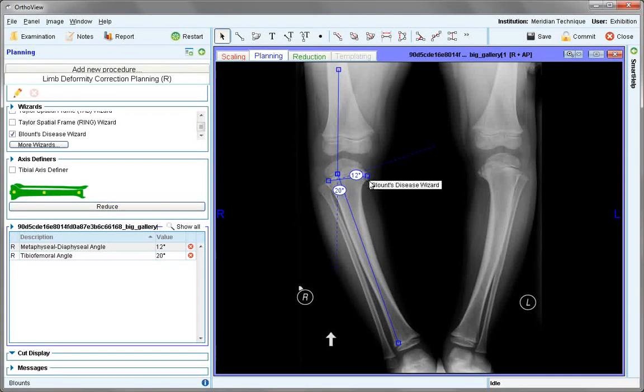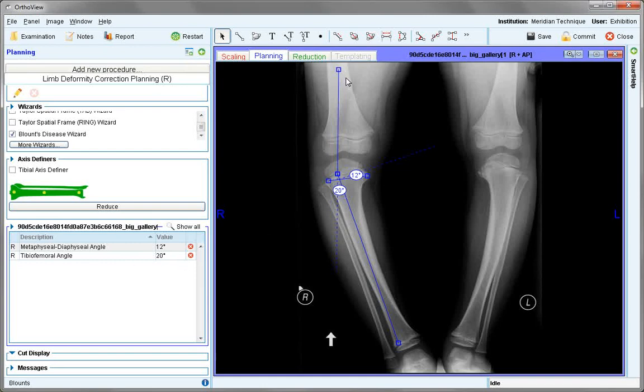The angle of 12 degrees is then shown as the MDA, representing the angle between the line drawn parallel to the proximal tibial metaphysis and another line drawn perpendicular to the long axis of the tibial shaft identified. Either use or ignore the tibiofemoral angle depending on your interest.